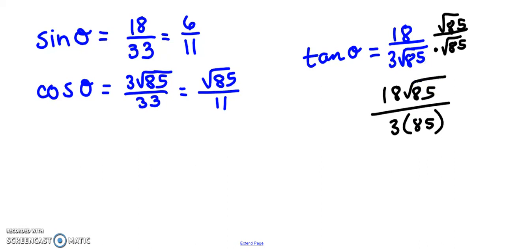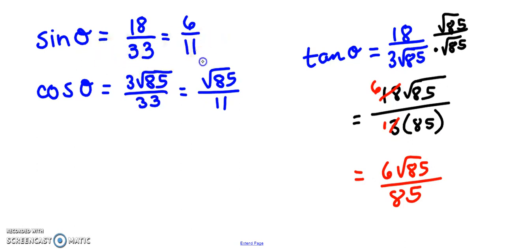Now I'm doing it like this because it's going to be too big later on if we try to multiply 85 and 3. So here we can reduce it. There's something on top, something on the bottom, so we can reduce these down. This is 6 and that's 1. 3 goes into 18 6 times and 3 goes into 3 1 time. So your final answer is 6 square roots of 85 over 85, and that cannot reduce down anymore. So sine theta is 6 over 11, cosine is square root of 85 over 11, and tangent theta is 6 square roots of 85 over 85. And that's it. Not bad. Should be very simple and easy to work with.